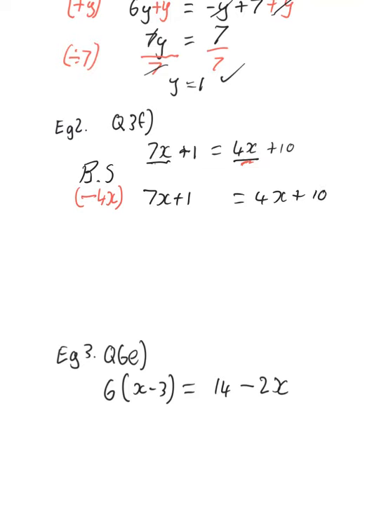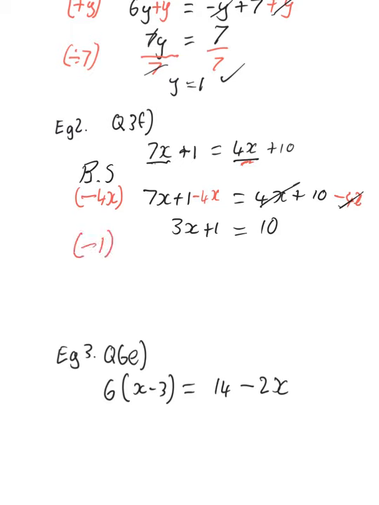Now I will also minus 4x from both sides. We get 7x minus 4x is 3x, plus the 1 still there. That 4x minus 4x, they've eliminated, and there is 10. Now from both sides here, we want to get rid of this plus 1. The inverse of plus 1 is minus 1.